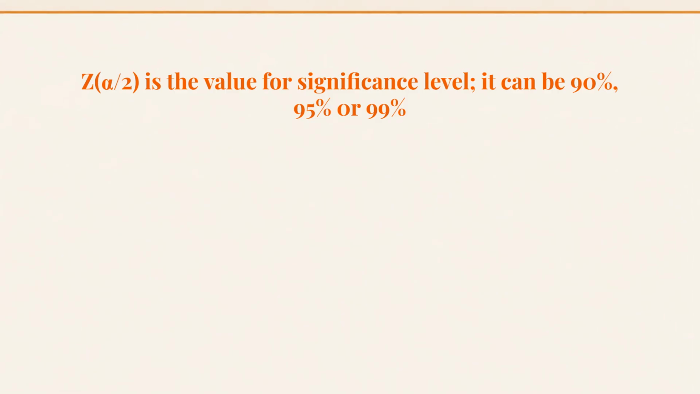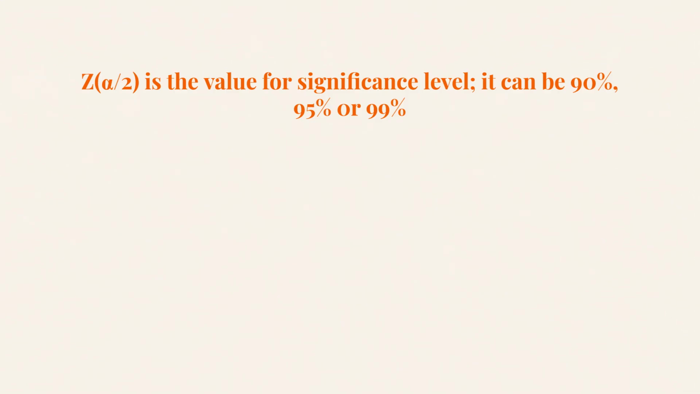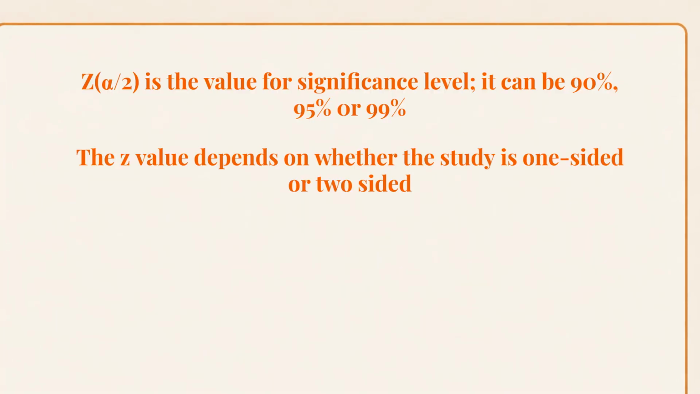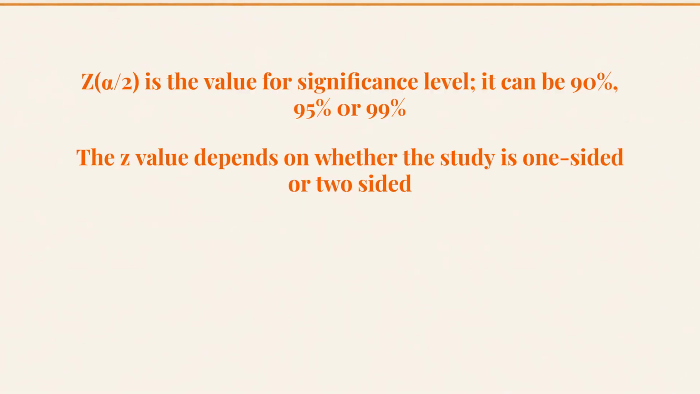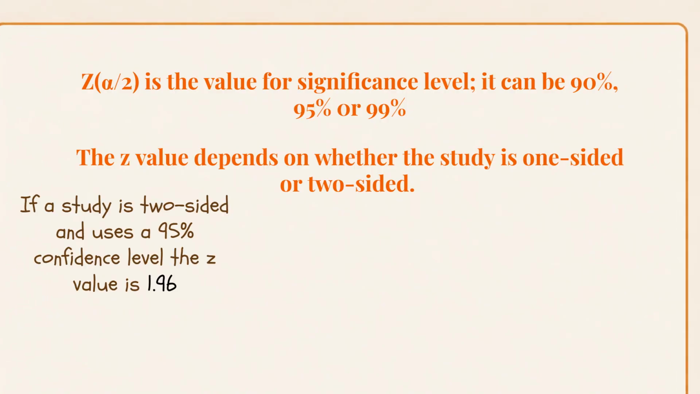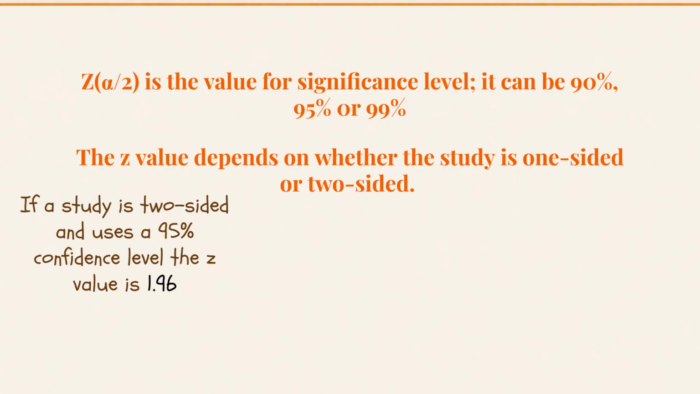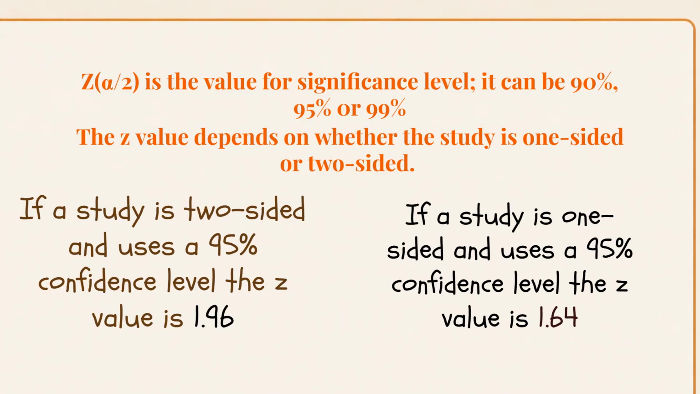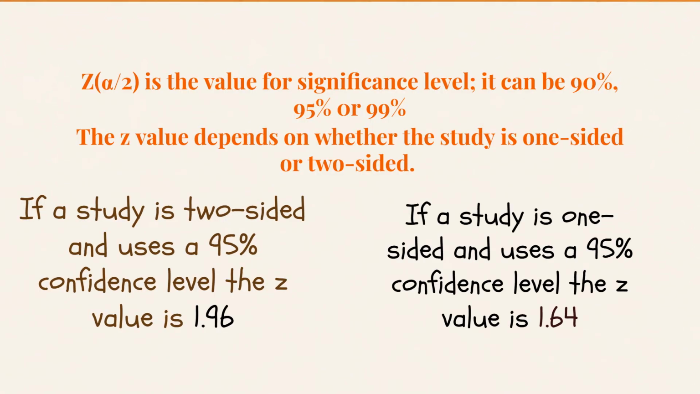Now the Z alpha is your significance level. For your significance level, you can decide to use a 90% or 95% or 99% confidence level. Now the Z value depends on whether we are conducting a one-sided or a two-sided test. If the study is two-sided and the confidence level is 95%, the value you are going to use is 1.96. And if the study is a one-sided test and your confidence level is still at 95%, the value that you are going to use for your calculation is 1.64.